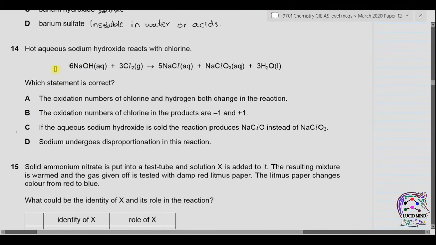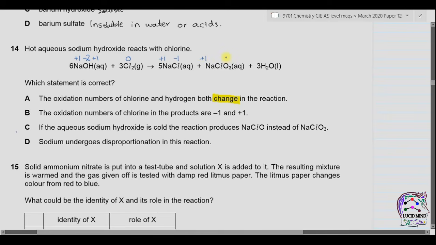Question number 14. Hot aqueous sodium hydroxide reacts with chlorine. Which statement is correct? Number A. The oxidation numbers of chlorine and hydrogen both change in the reaction. So let's see what the oxidation states are. Sodium is +1, oxygen is -2, hydrogen is +1, chlorine is 0 because it is neutral. Again sodium is +1, chloride ion is -1, sodium is +1.